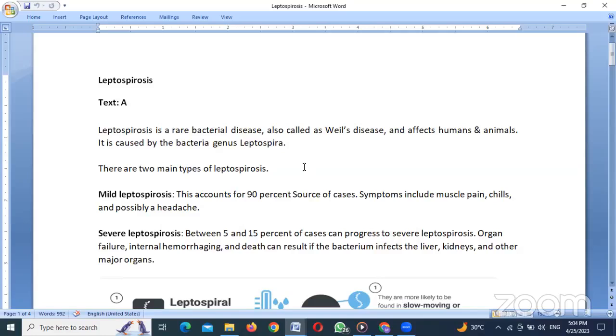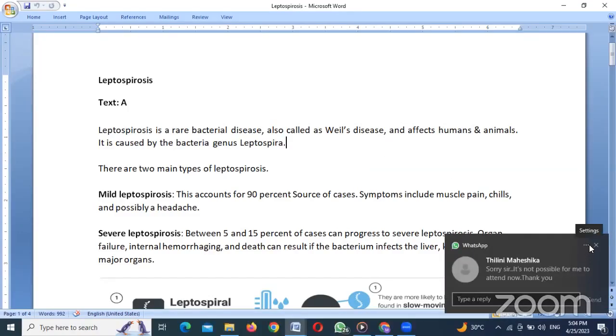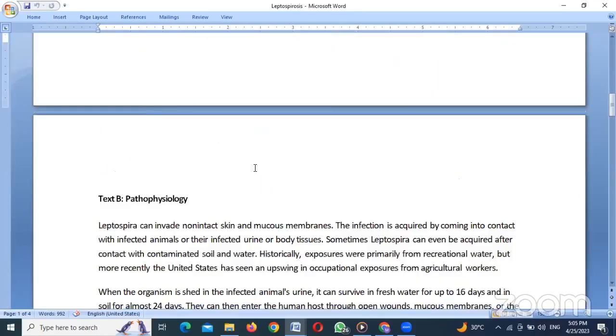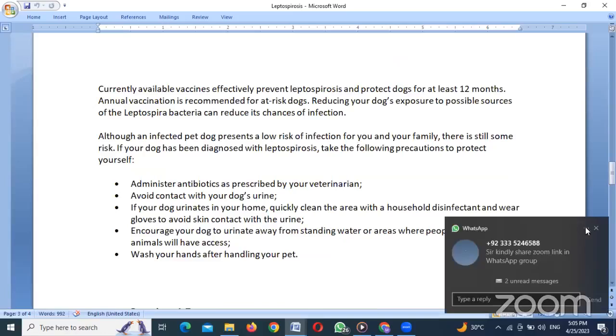Can anybody give an overall idea of what we discussed yesterday, how to approach reading part A? No one wants to participate? No problem, it's very easy. For reading part A, just skim and scan quickly, reading headings, subheadings and main points. If it is a table, look at the keywords. If it is a paragraph, read the topic sentence.